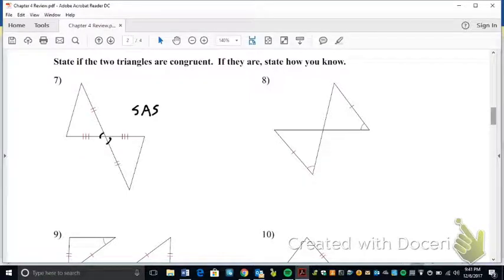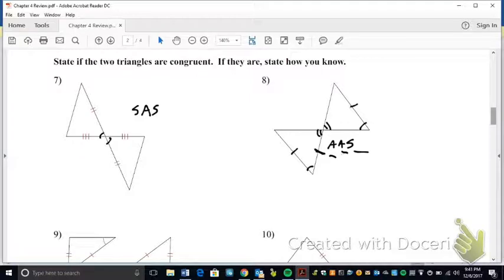Number 8, we have an angle and a side, and again, we have vertical angles. So that's going to give us a second set of angles. Now notice that we're going to say AAS here, not ASA, and the reason is the side isn't in between the two angles. See how in the actual lettering it goes angle, angle, side?